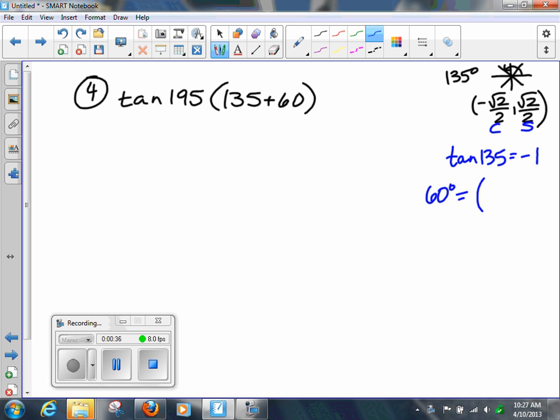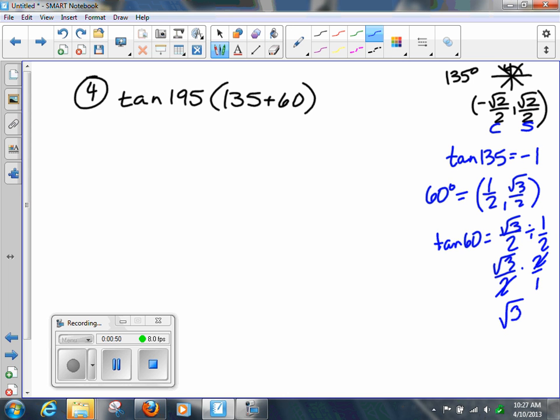60 degrees. 1/2, √3/2. And I need the tangent of 60, which is sine divided by cosine. You with me on this? Did you get √3 for tangent of 60? You got -1 for tangent of 135. Very good. Here we go.